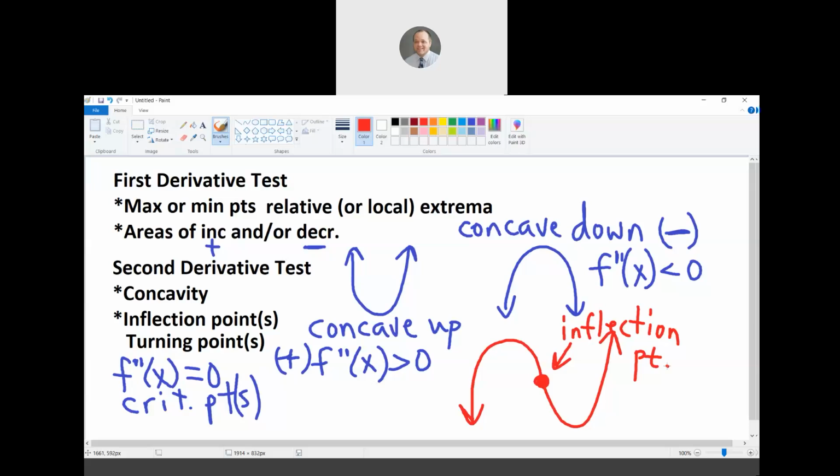Now, with every single function, there may not be an inflection point. Just like with some first derivative tests, you found a relative min, but there was no relative maximum point. So not every single function has a turning point. Are there any questions about the definition of concavity or inflection point?